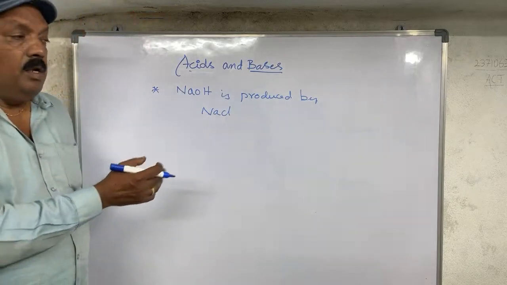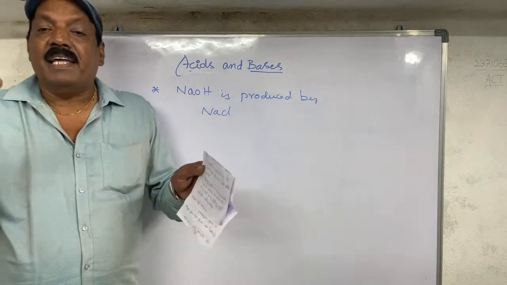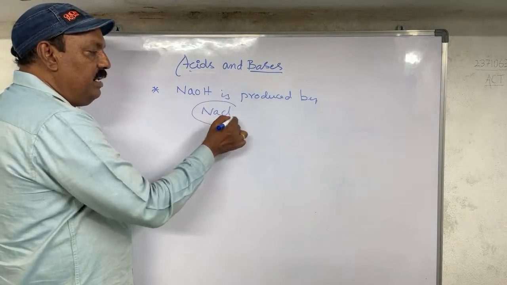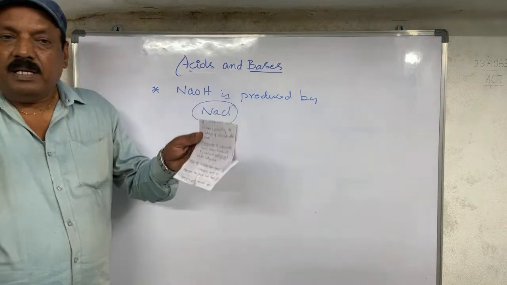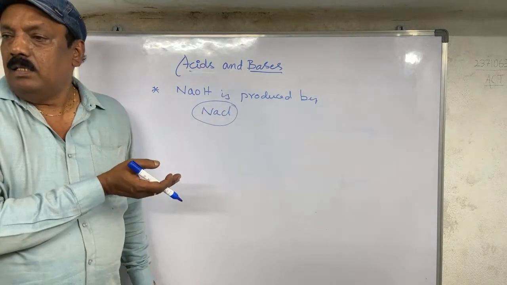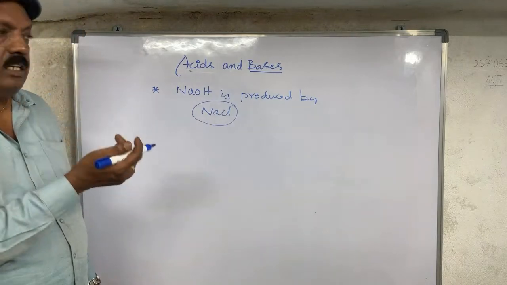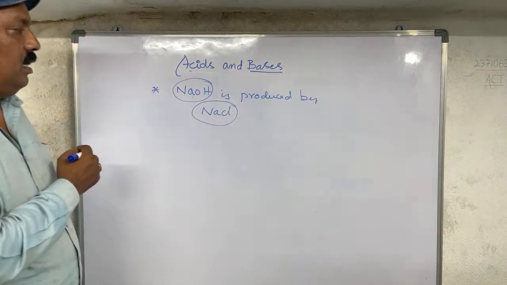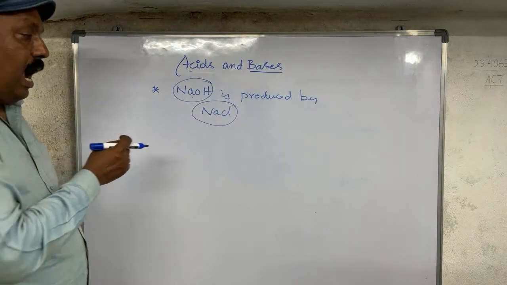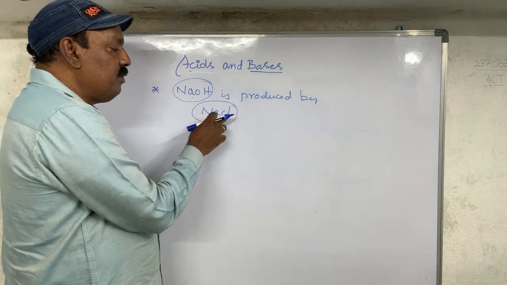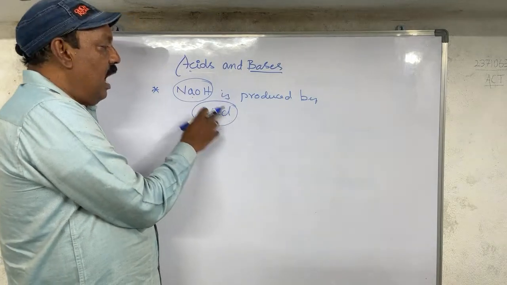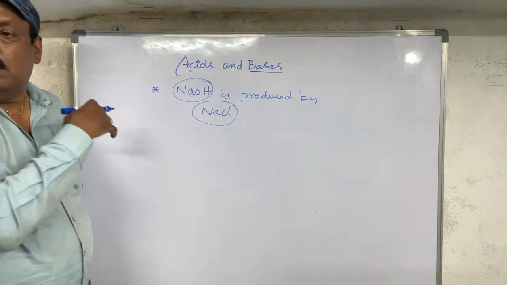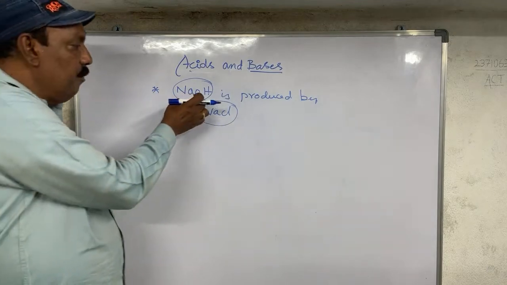Electrolysis. That means this solution you put in one iron tank. Which solution? This sodium chloride you put in one metallic tank and supply the current. It will divide, and you are going to get NaOH. Sodium hydroxide is going to be produced, along with chlorine and hydrogen, a liquid base.